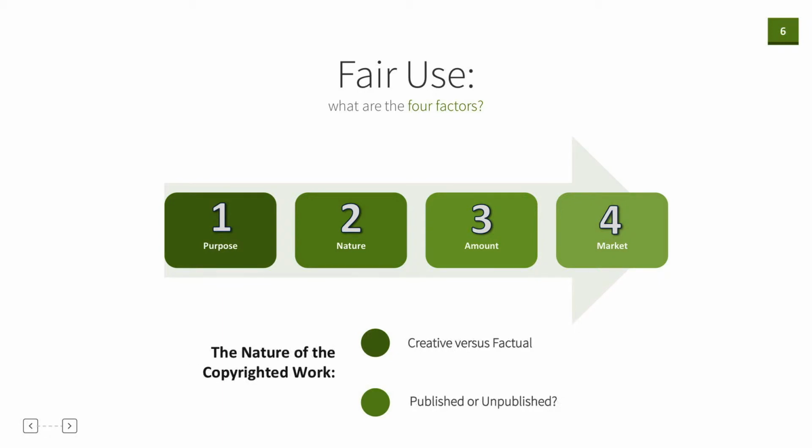The second factor is the nature of the copyrighted work. This looks at whether the original work was more creative or whether it's more factual in nature. The court will also look at whether that original work has been published or not. Basically, fair use is more likely in cases where the work is more factual and has been published. Unpublished works are less likely to be fair use, but it's not a hard and fast rule.